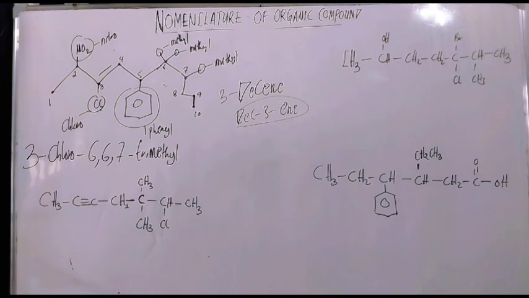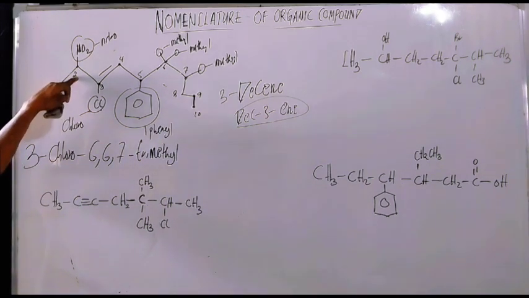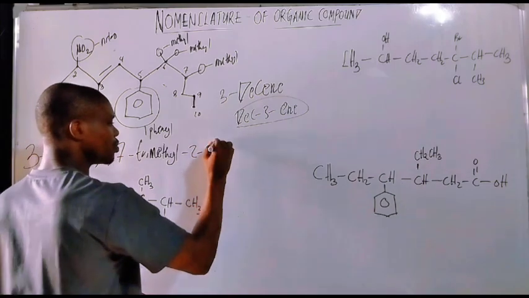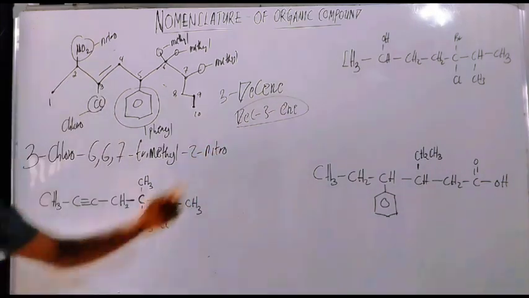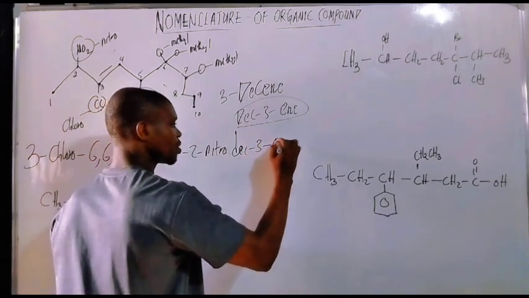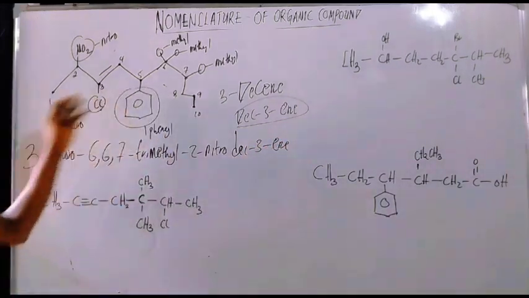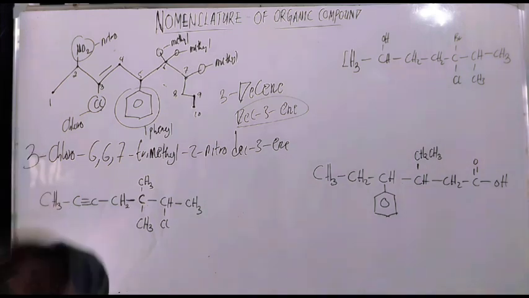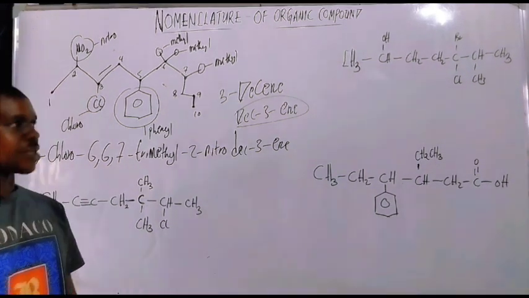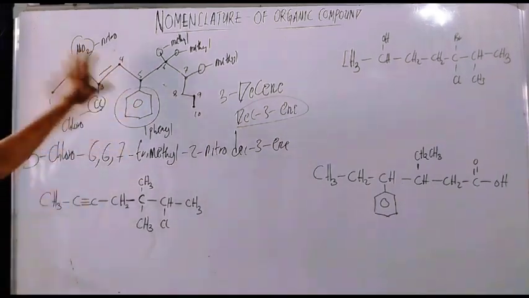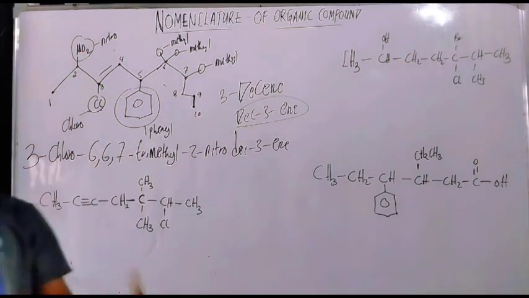Trimethyl, right? At carbon 2, I have a nitro. So it will be 2-nitro, right? So it will be dec-3-ene. So this is how we name alkenes. Once you keep on practicing, you will get used to it. So we are done with alkene.